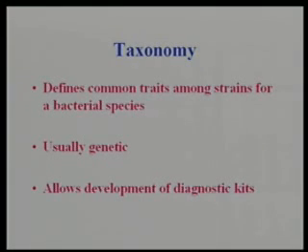Taxonomy is usually genetic, and in this day and age it's even becoming genomic. This basic information, however, is the fundamental information that companies need to make kits. If you don't know anything about the genetic makeup of an organism, you can't make a kit. It's as simple as that. Taxonomy is the basic research that's done to give you the information that's needed so that you can come up with diagnostic kits.